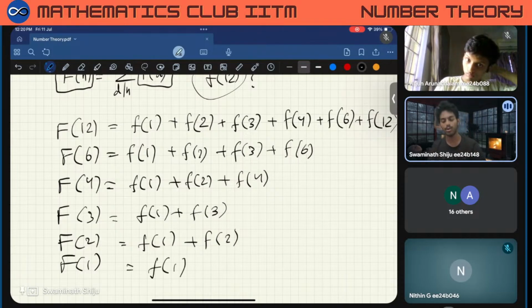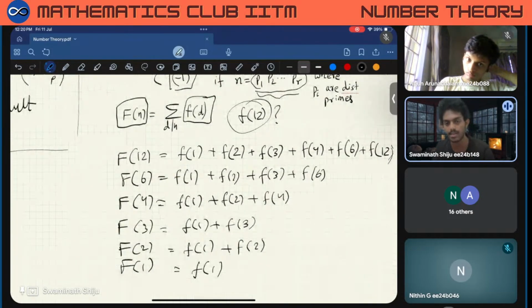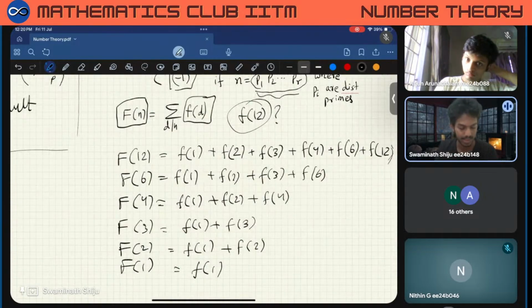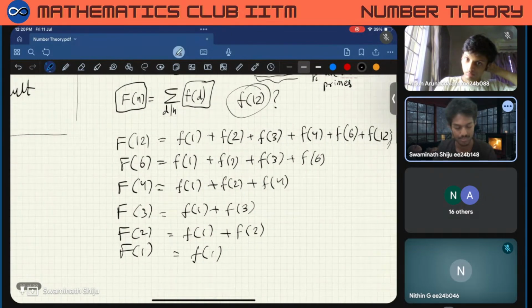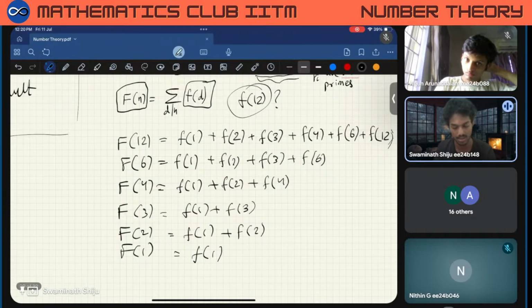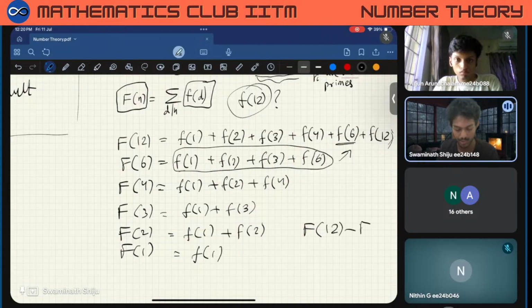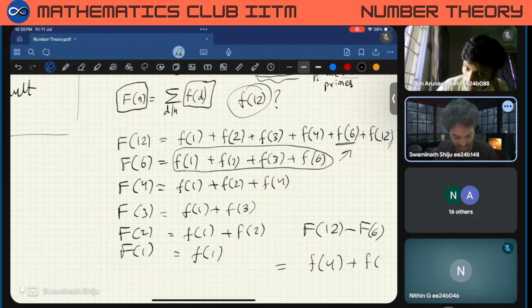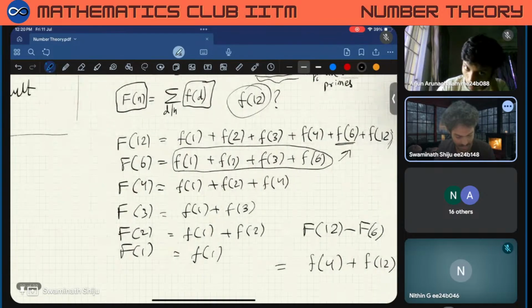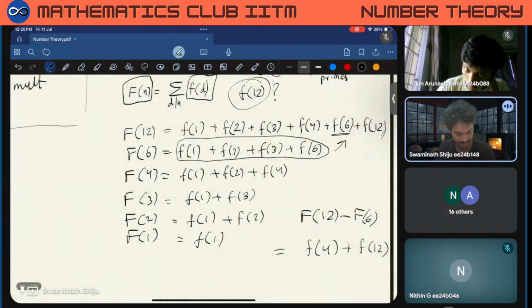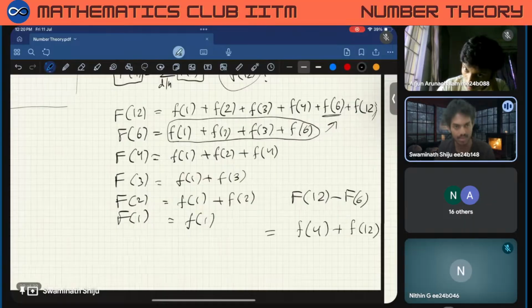Easy, right? Now, how would you find f of 12? Easy way would be to cancel things out. You want to remove f of 6, and the only way is to subtract capital F of 6. So we do capital F of 12 minus capital F of 6. What do we have here? We'll have f of 4 plus f of 12.